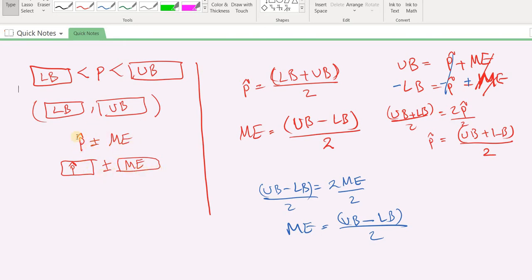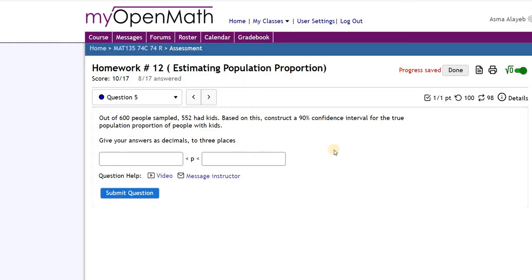Basically what it means is write it in the form of the point estimate, which is in this case the sample proportion, plus or minus the margin of error. So the first box is going to contain the sample proportion, and the second box is going to contain the margin of error. So in this case, I have the first notation. I know I'm aiming to look for the lower bound and the upper bound. Let me look for the information.